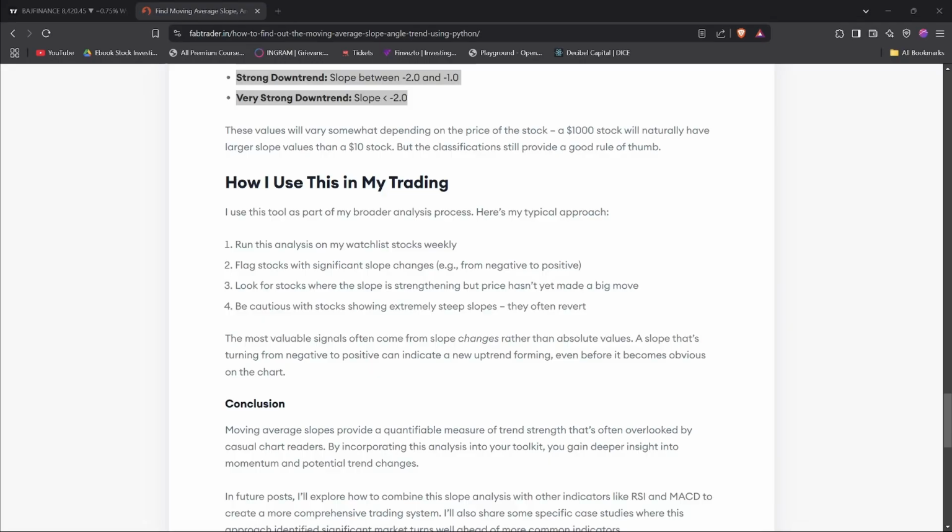In the next video, I'll take this concept that I've just explained and show you a small utility that can screen any stock universe that you want and give you a list of the top uptrending or downtrending stocks from that universe.